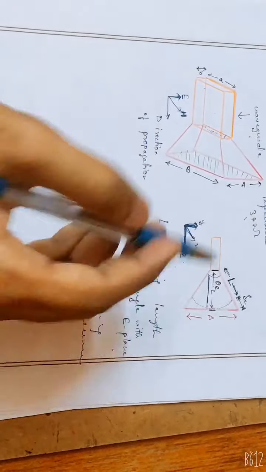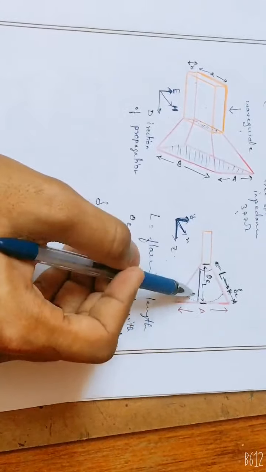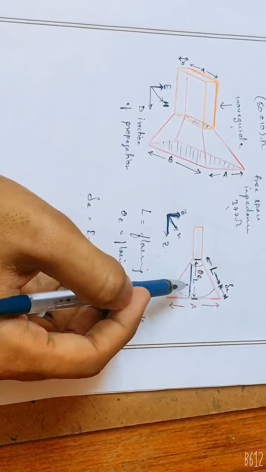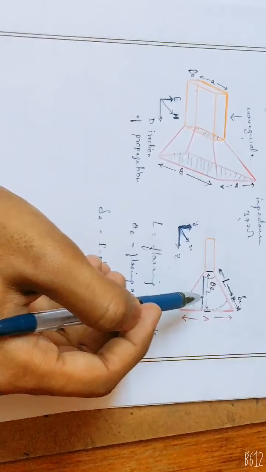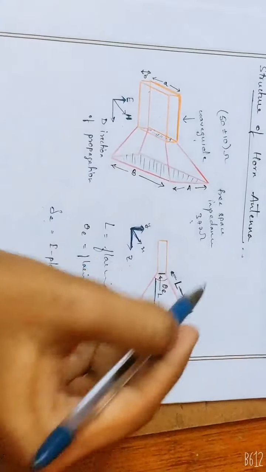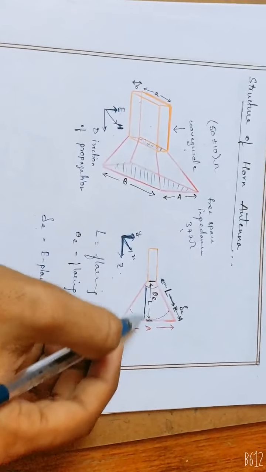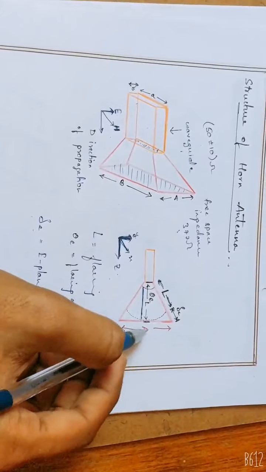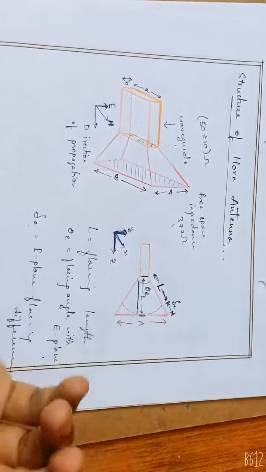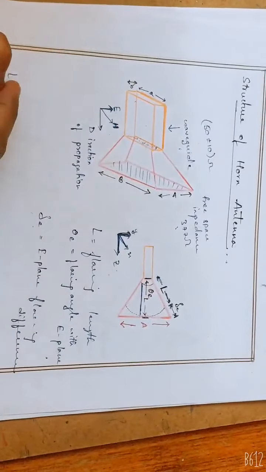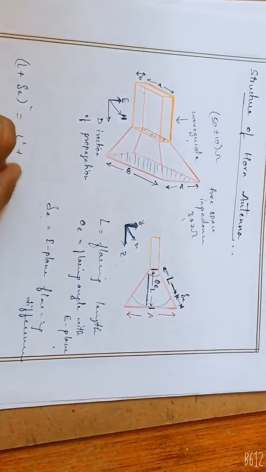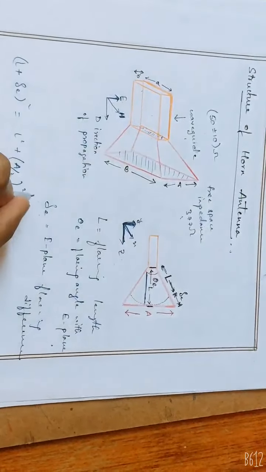To calculate the distance, that is the length, we can consider this triangle and calculate it using the Pythagoras theorem. So here we will get L square. Here we can take A by 2. Here we have two distances, that is L and delta E. So (L plus delta E) whole square equals L square plus (A by 2) whole square.